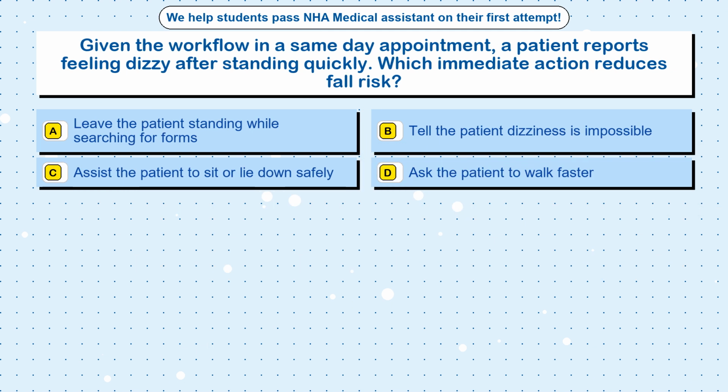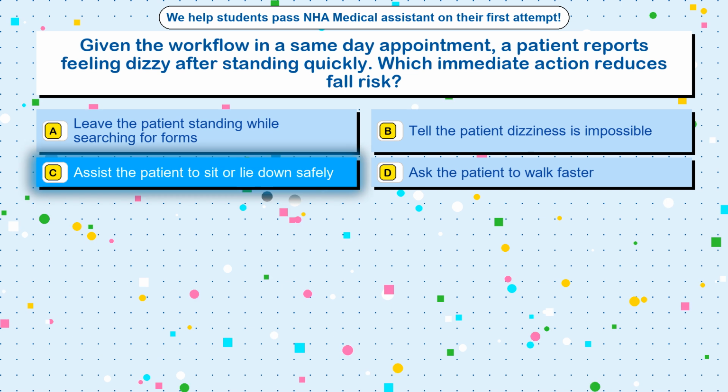Question 96. Given the workflow in a same-day appointment, a patient reports feeling dizzy after standing quickly. Which immediate action reduces fall risk? Option A. Leave the patient standing while searching for forms. Option B. Tell the patient dizziness is impossible. Option C. Assist the patient to sit or lie down safely. Option D. Ask the patient to walk faster.